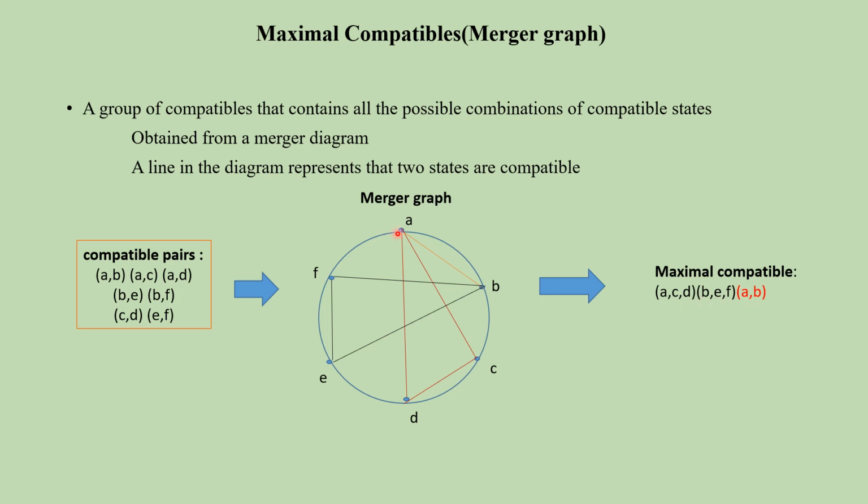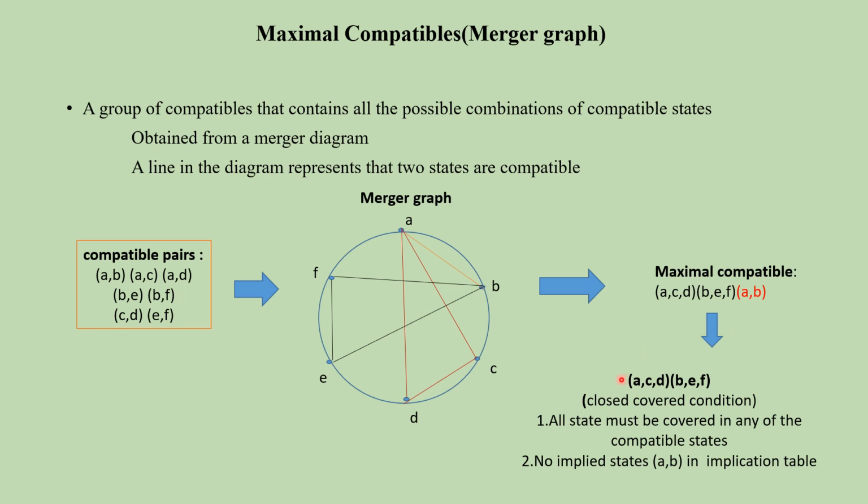So which is left out? AB is left out. AB can also be reduced provided... So ACD and BEF are forming the closed covering condition. All states must be covered in any of the compatible states. Look at what are our states: A, B, C, D, E, F, right? Look at that. In the closed covering condition, all the states are covered. So first one is done.